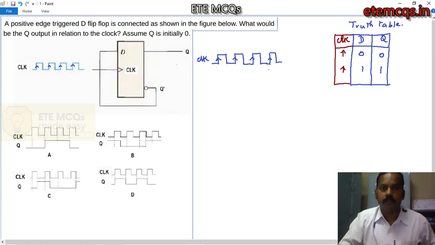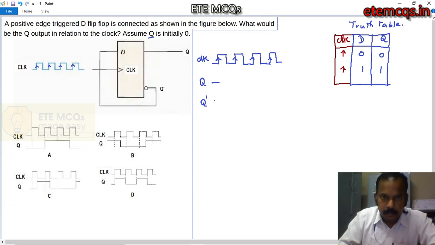Okay, now this is your clock signal. It is very clear that the output is initially assumed to be 0. That is, Q is 0. Now let me draw Q and Q bar for reference. It is clearly mentioned that Q is initially 0. And if Q is 0, what will be Q bar or Q dash? Q dash will be 1. When Q is 0, Q bar is 1.